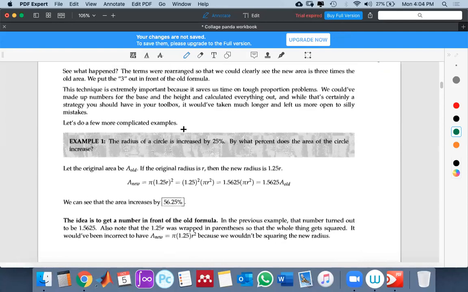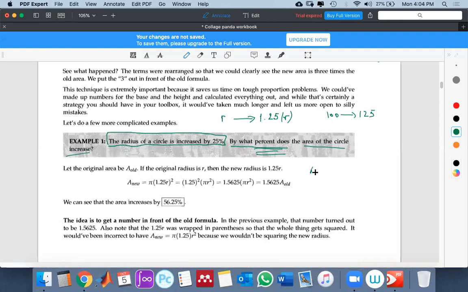Let's go one example. The radius of a circle is increased by 25%. So I have the radius, and the radius becomes 1.25 of the original radius. So for example, if the radius is 100 centimeters, the new radius is 125 centimeters. So what is the question? By what percent does the area of the circle increase?